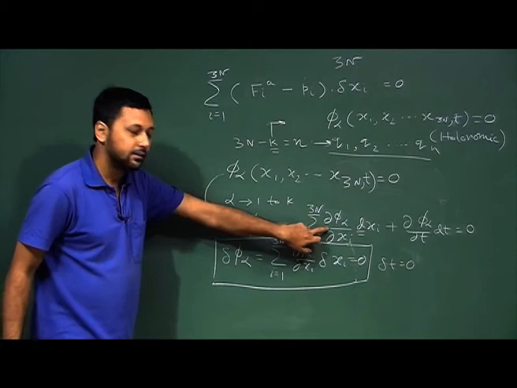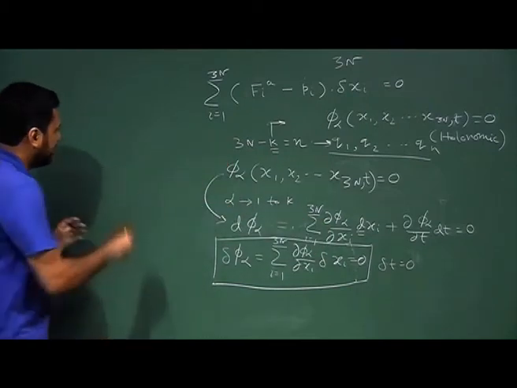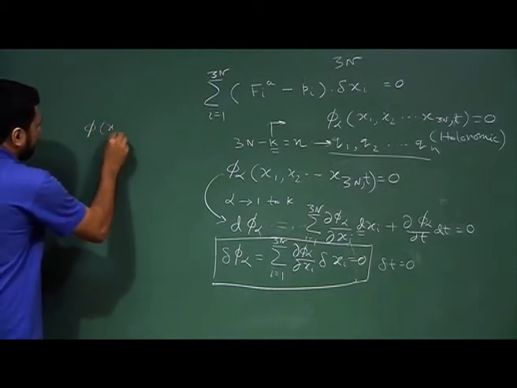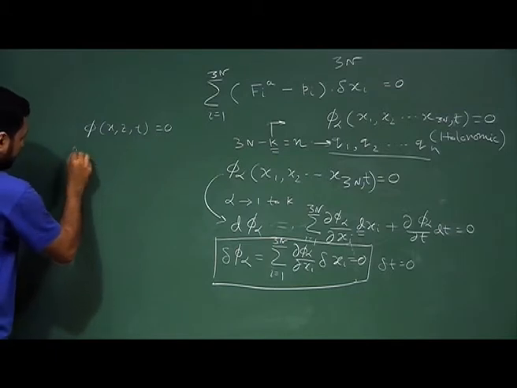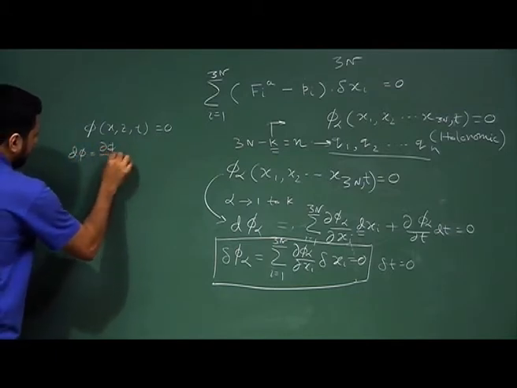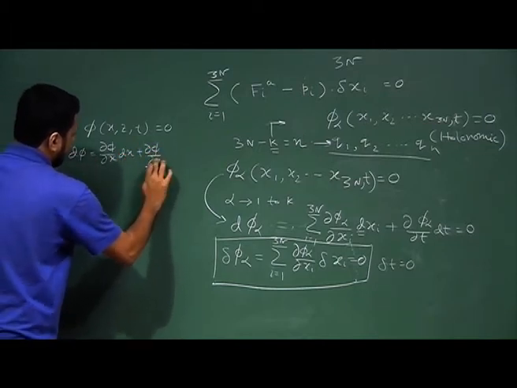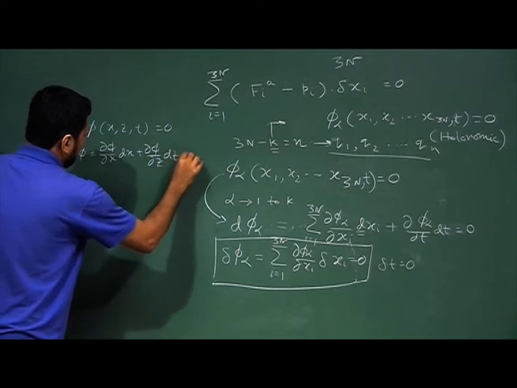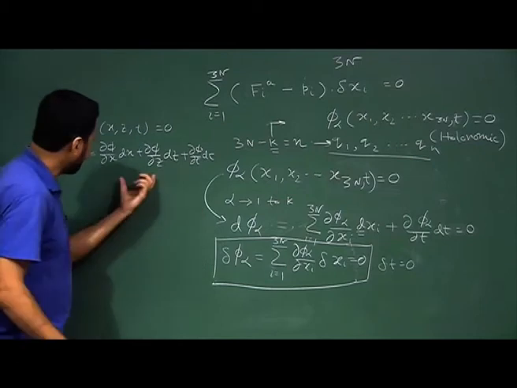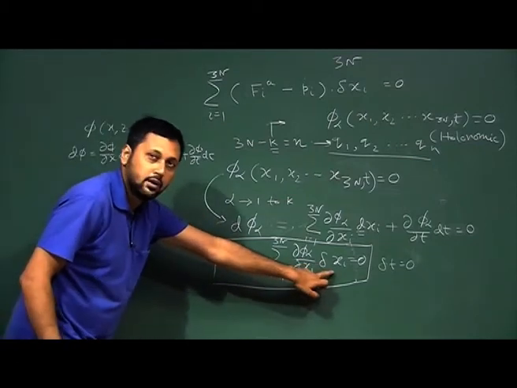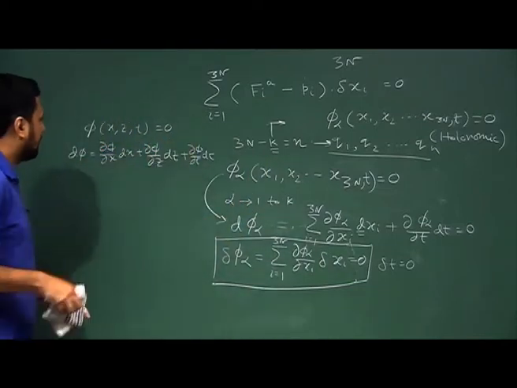I hope you understand this partial derivative I have taken. If phi is a function of, let us say, x, z and t, we have to write d phi equal to del phi del x dx plus del phi del z dz plus del phi del t dt. So we just use that: all the coordinates are put into this sum, and the time term too, which we set equal to 0.